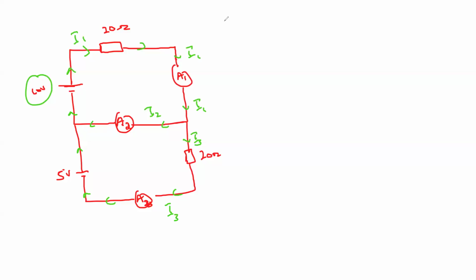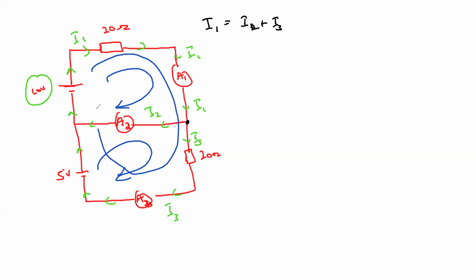So when I apply the first law, according to Kirchhoff's first law, I can say that I1, the current entering a point, will be equal to I2 plus I3. That's the first law. Then we take the loops. This will be our first loop. If we take a direction of flow, this will be the second loop. Or even I can take this as one loop as well. I ignore this I2, I can take this as one loop.